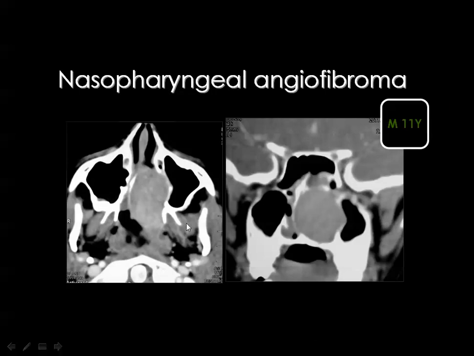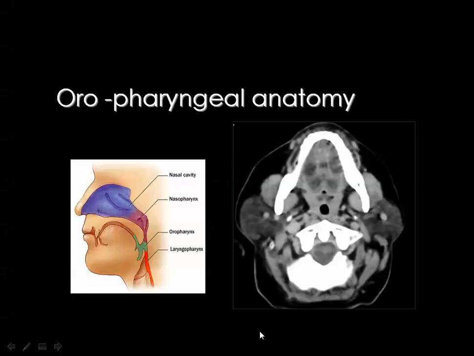Another example, and you see a mass in the nose and the nasopharynx with an epicenter near the sphenopalatine foramen. And in the coronal image, you can see the mass filling in the nasal fossa, eroding through the floor of the sphenoid sinus with bulging of the tumor inside the sinus.